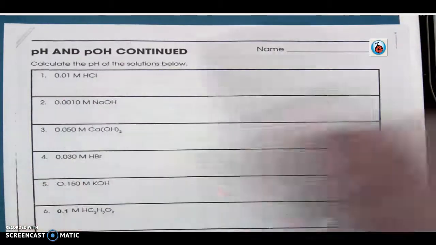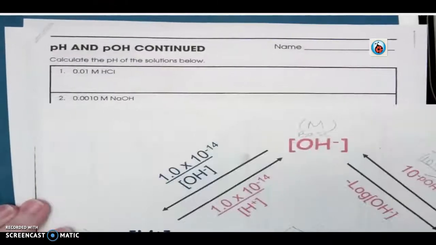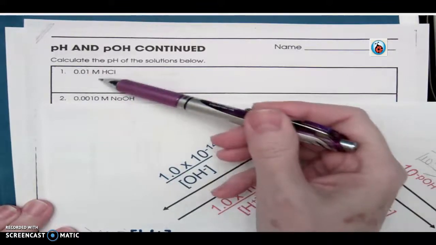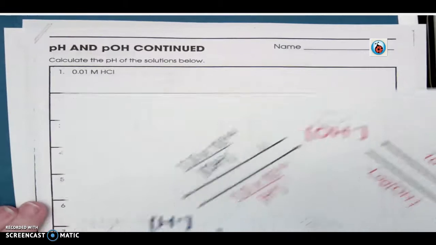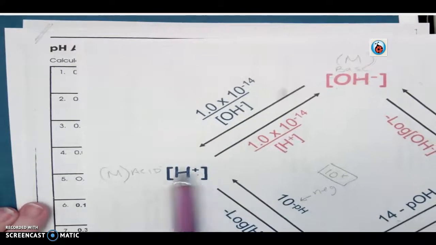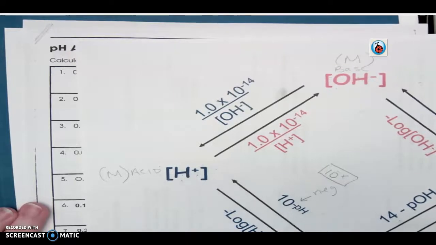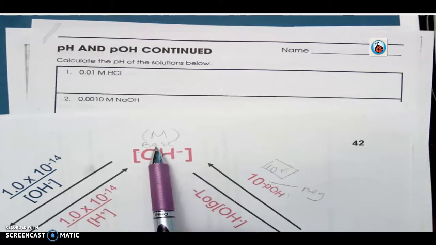Okay, continuing pH and pOH. Let's get our chart again. Notice in all of these, what do we know? We know the molarity. If we know the molarity of an acid, what do we really know? We know the concentration of hydrogen ions. If we know the molarity of a base, we know the concentration of hydroxide ions.